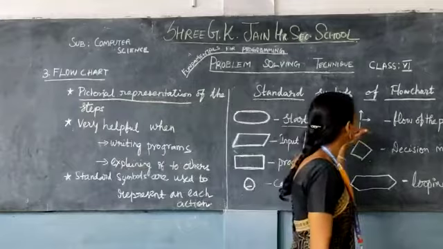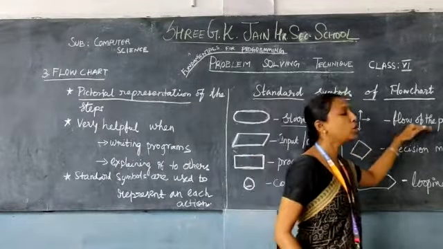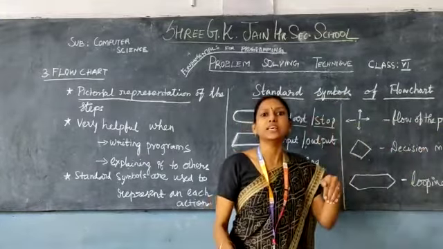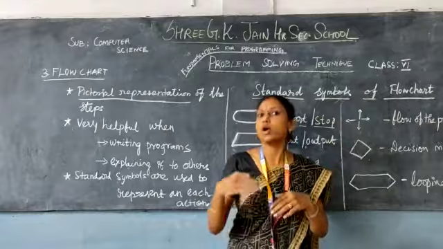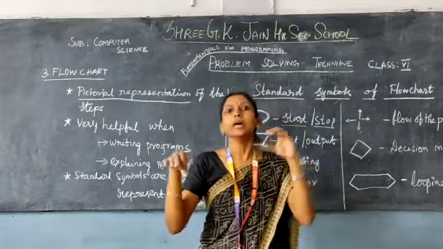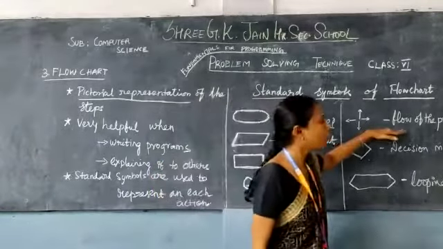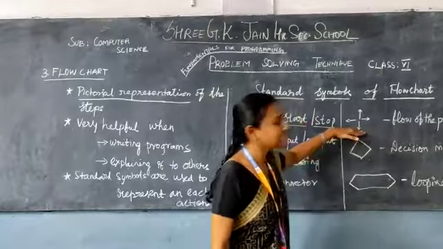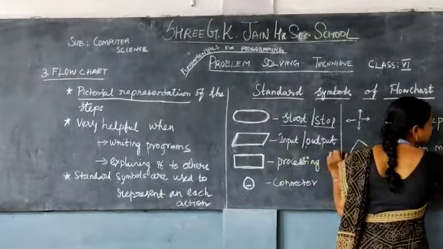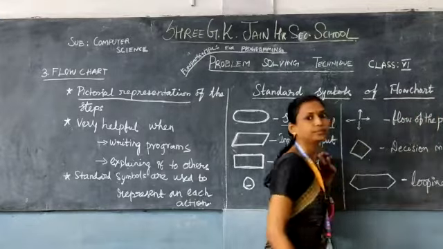Next one is this arrow symbol. This arrow symbol denotes the flow of the program, how the program is going to flow. Is it going to flow downwards, or is it going to flow skipping the sum statement? That type of flow will be shown by this arrow. The arrow can point upwards, downwards, left and right.